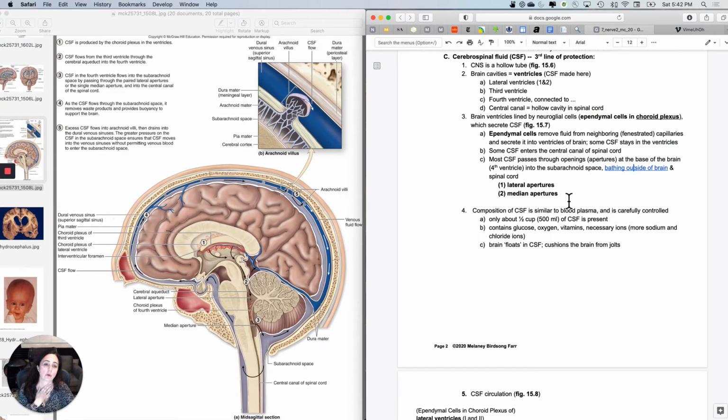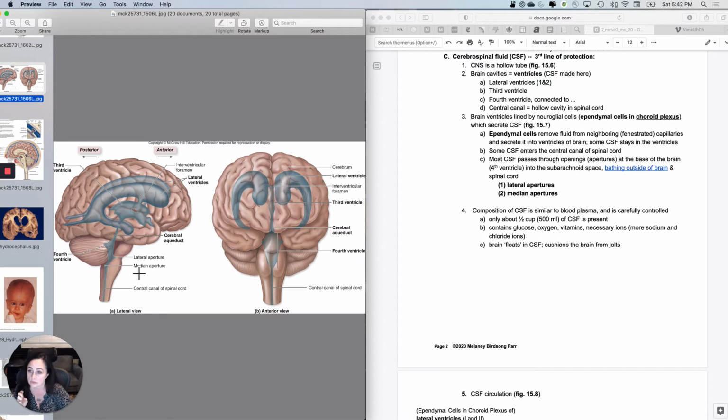Okay, so most of the cerebrospinal fluid is actually going to go out these little holes. And these little holes, there's a median aperture in the middle. Aperture means opening or window. And there are, so a median aperture in the middle right there, and there are lateral apertures on the side, and you can kind of see these apertures.